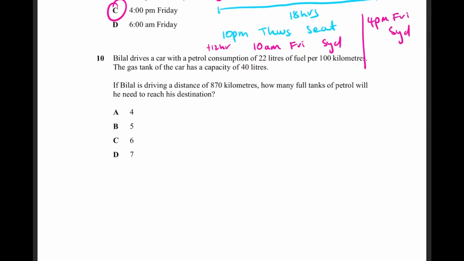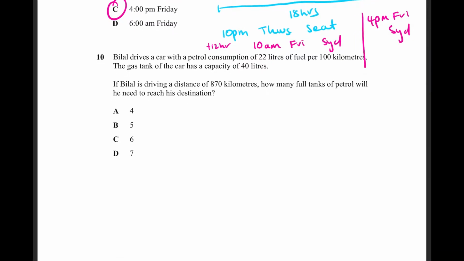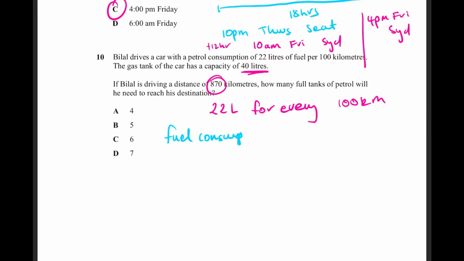Question 10. Bilal drives a car with a petrol consumption of 22 litres of fuel per 100 kilometres. The gas tank of the car has a capacity of 40 litres. If Bilal is driving a distance of 870 kilometres, how many fuel tanks of petrol will he need to reach his destination? Okay, so we know that he needs 22 litres for every 100 kilometres, but his tank can only fill 40 litres. Now he has a journey of 870 kilometres. Let's first find out how much fuel he'll need. So for fuel consumption, I'm going to do 870 divided by 100, which is 8.7.